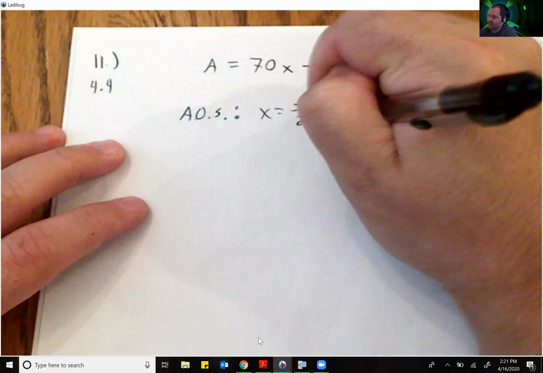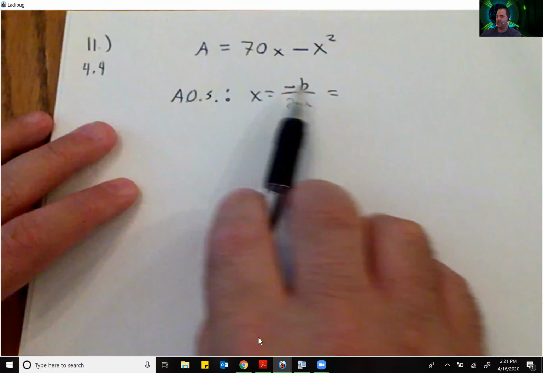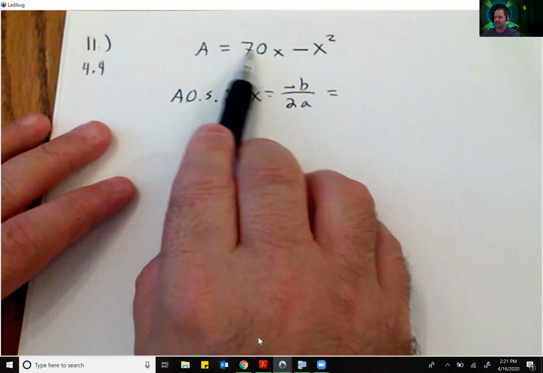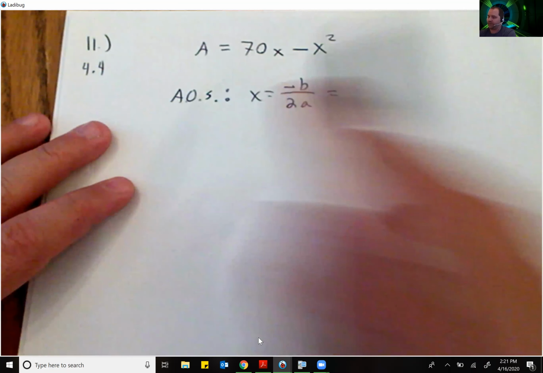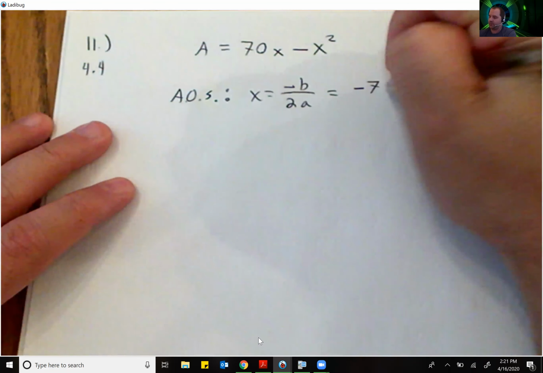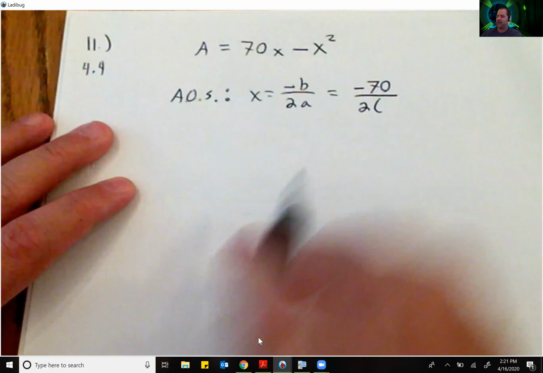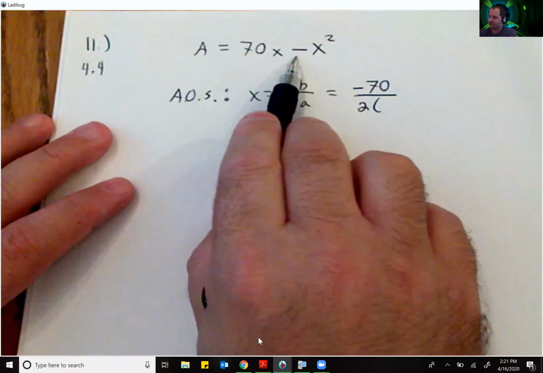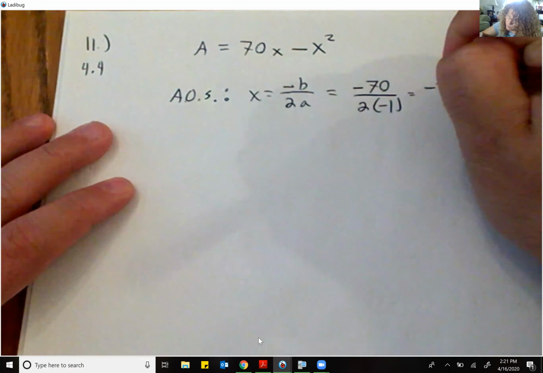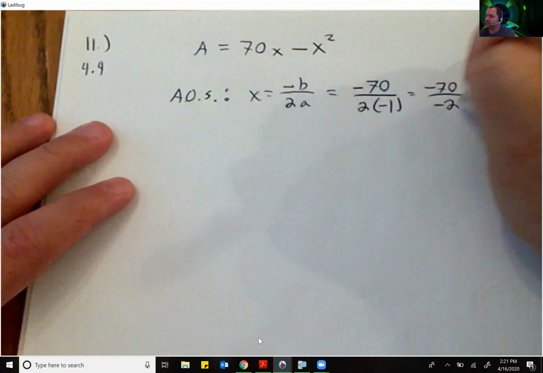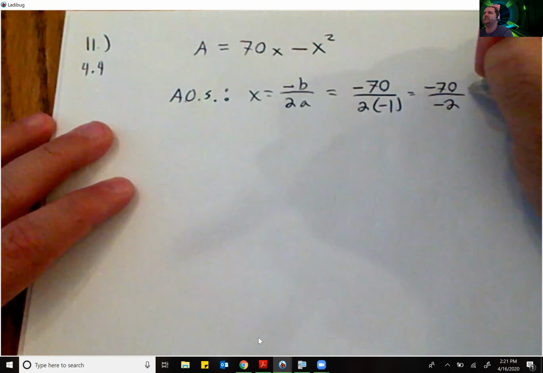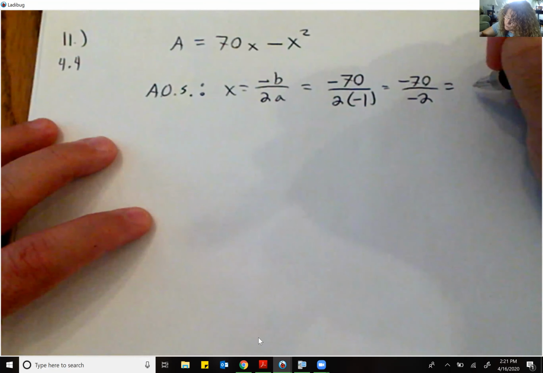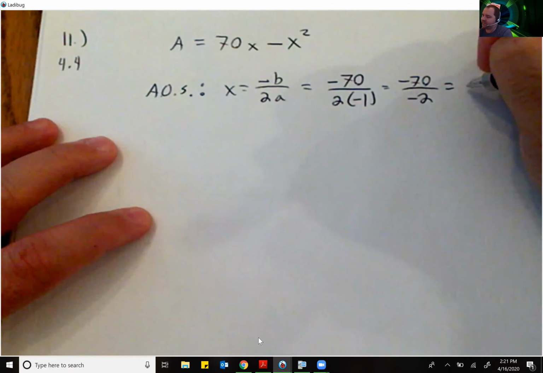Good. So our b value is actually right there, because b is always in front of x, not x squared. So we've got negative 70 all over 2 times our a value, which is right here, and that's negative 1. So negative 70 divided by negative 2 gives us positive 35.